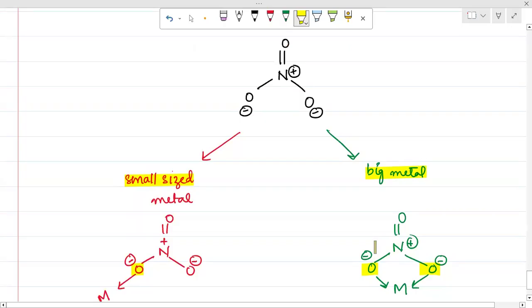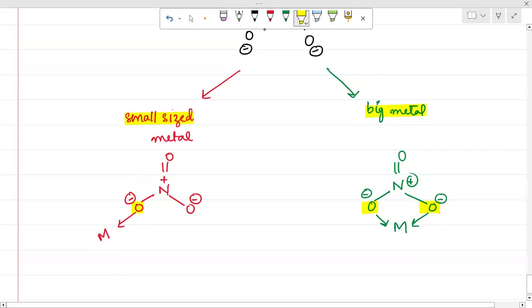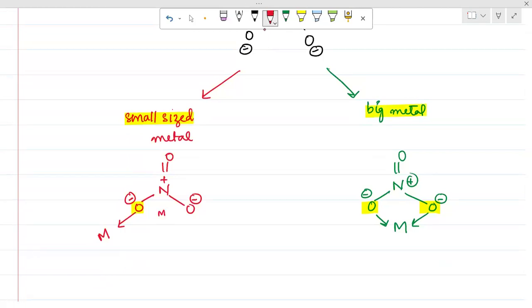Flexidentate ligands are those where, when you have a small metal, you might think, why can't the small metal come over here and they can donate? No, that won't happen. If donation has to happen, these two bonds should come closer. So it will become like this.